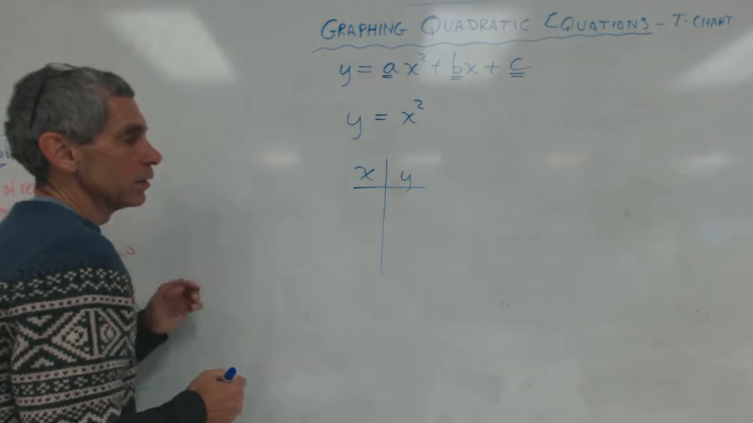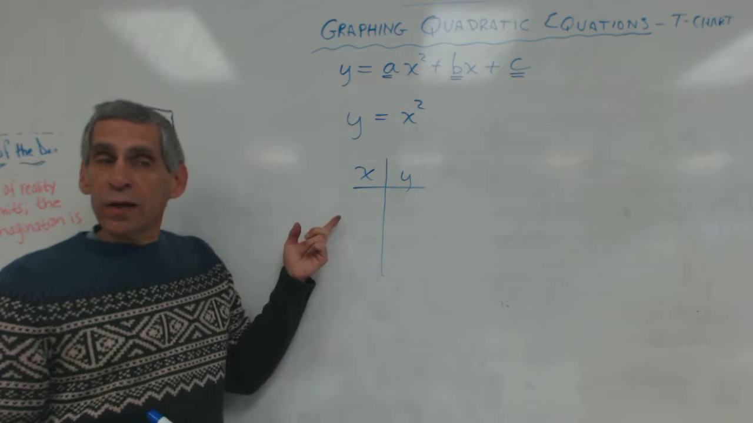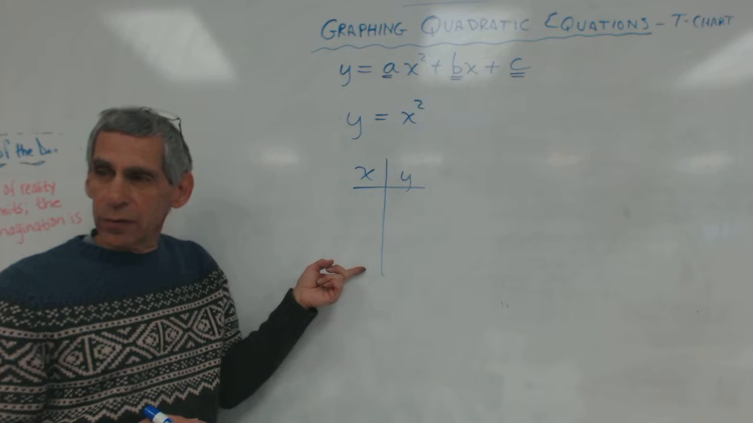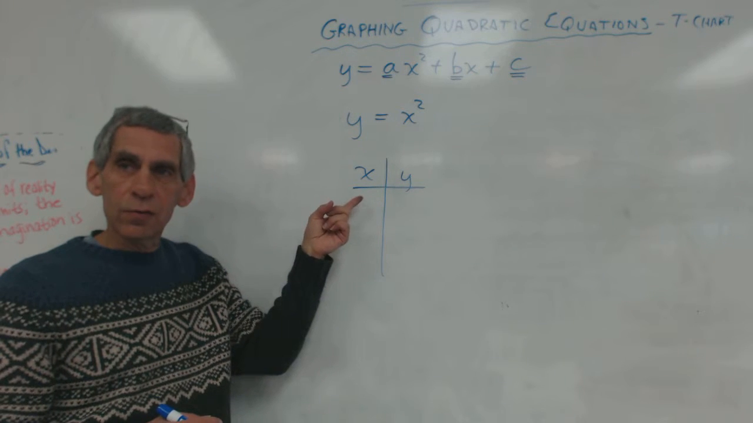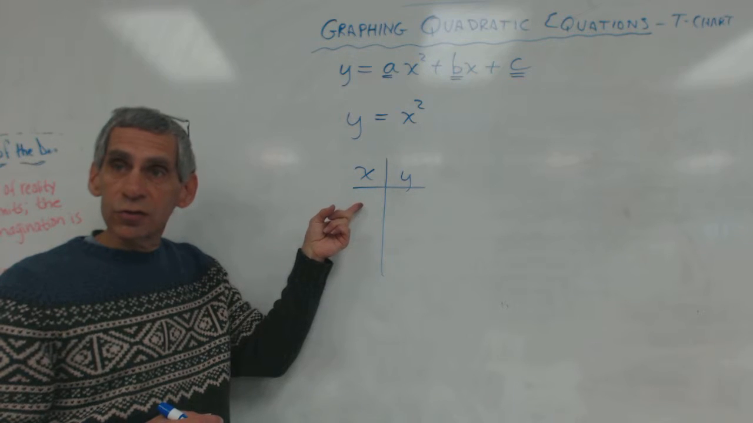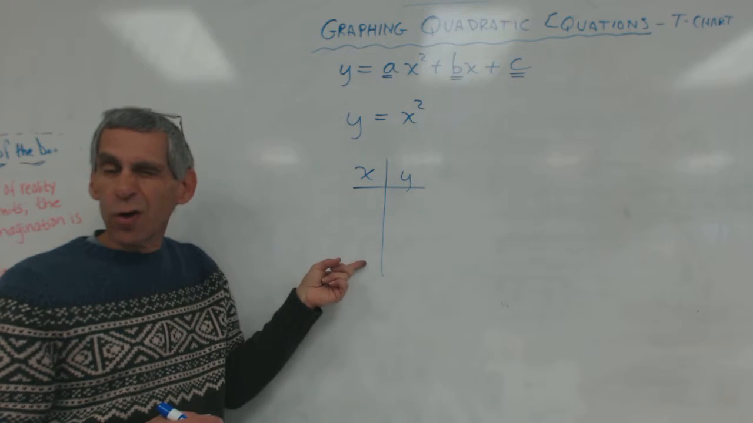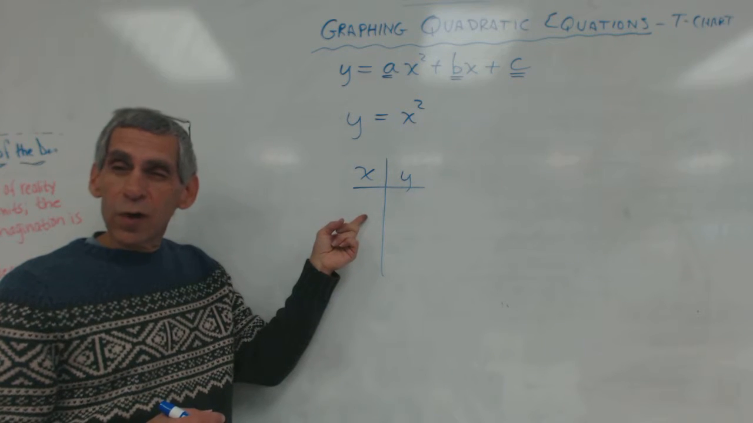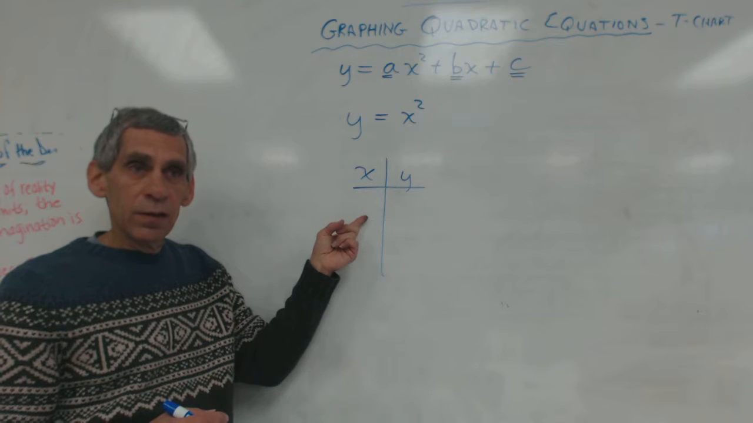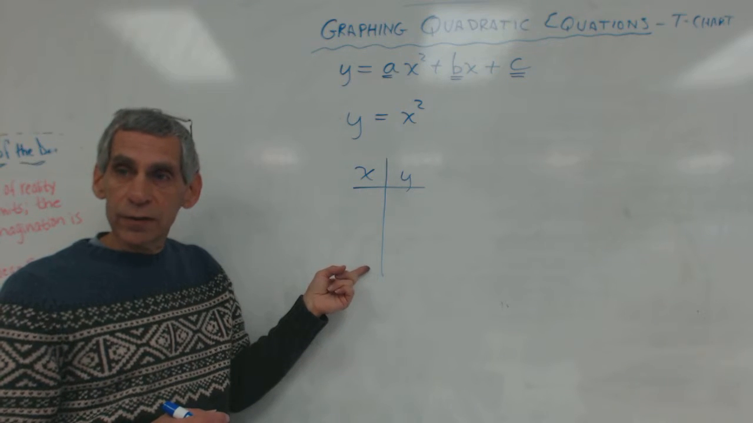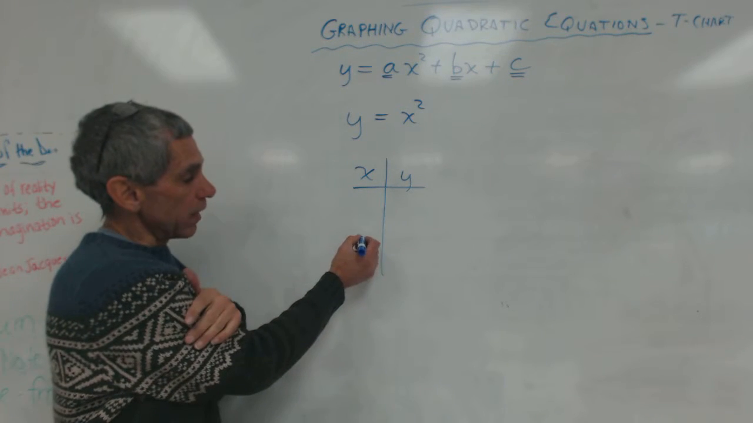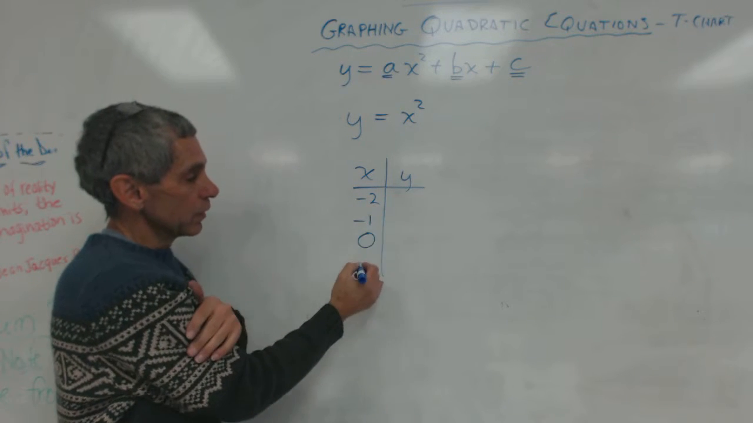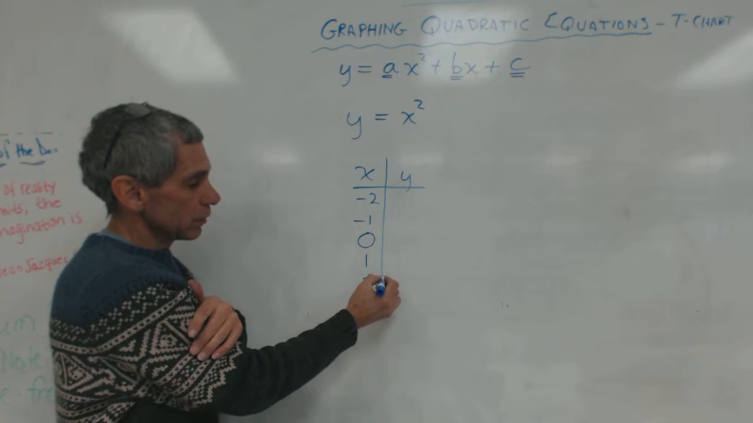When you use a t-chart for a straight line, you would normally do 0, 1, and 2. Does anyone remember that? We talked about that a long time ago. For a straight line, I always choose 0 as my first one, and then 1 and 2, almost always. But for a quadratic equation, you need to have 5 points instead of 3 points. So you're going to have 0 down here. You're going to have -1, -2, and then 1 and 2 in this case.